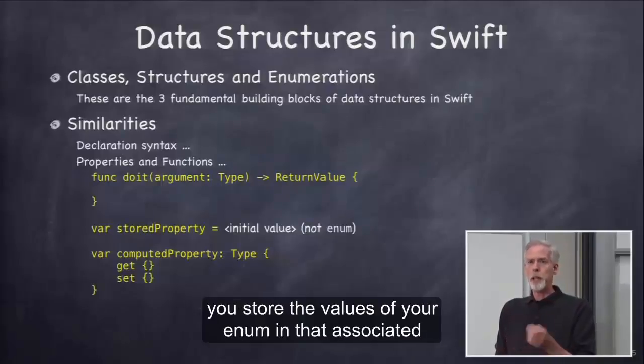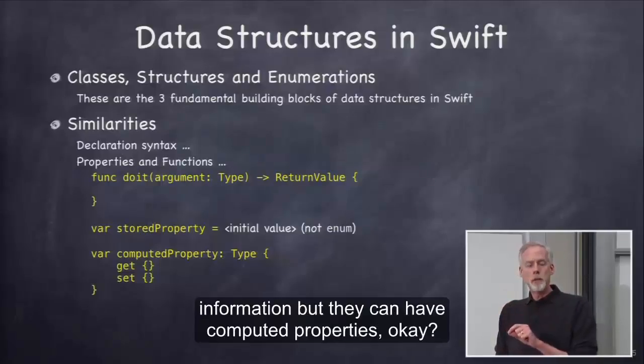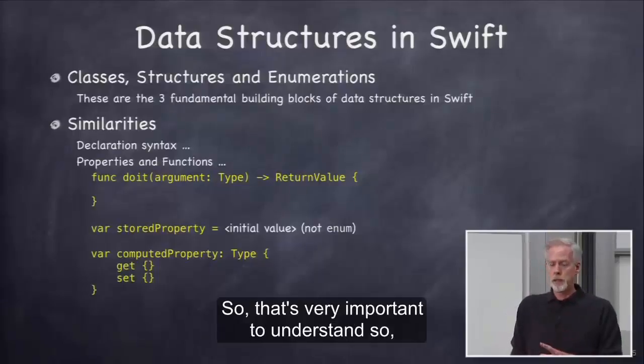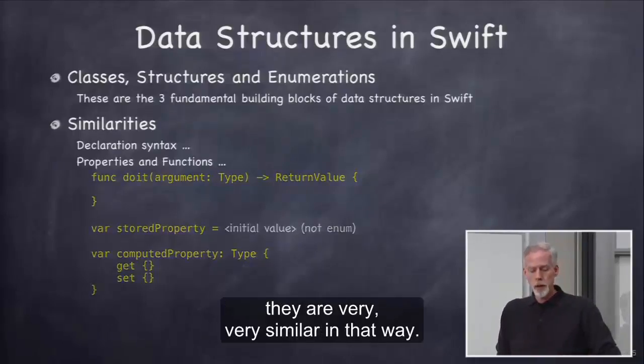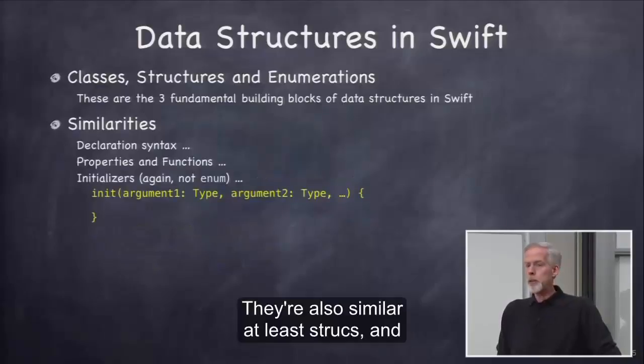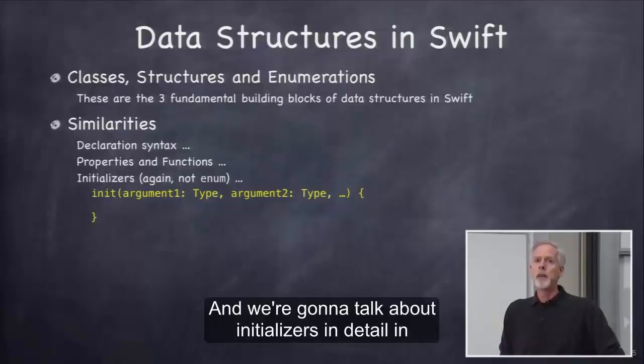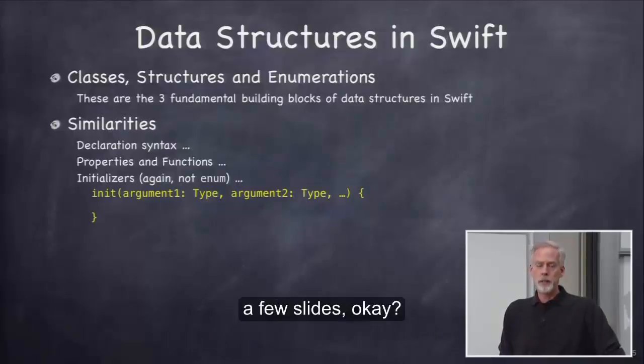You store the values in an enum in that associated information, but they can have computed properties. And all three of them can have functions, right? So it's important to understand, they're very, very similar in that way. They're also similar, at least structs and classes, in that they can have initializers. And we're going to talk about initializers in detail in a few slides.